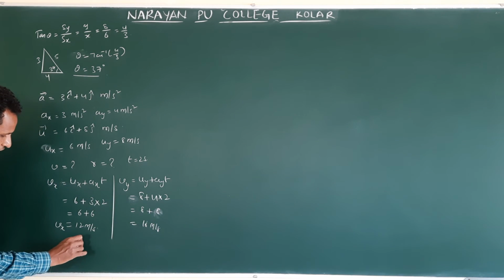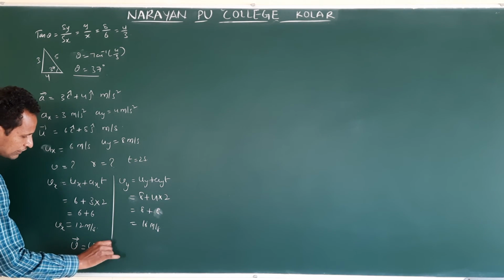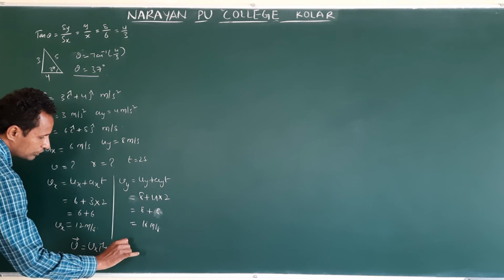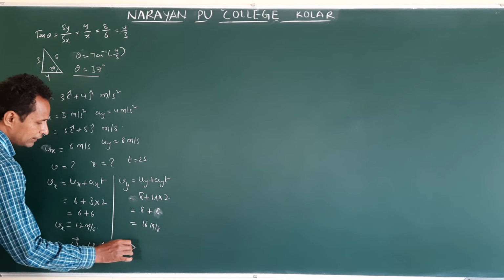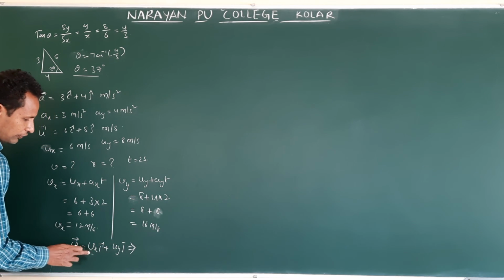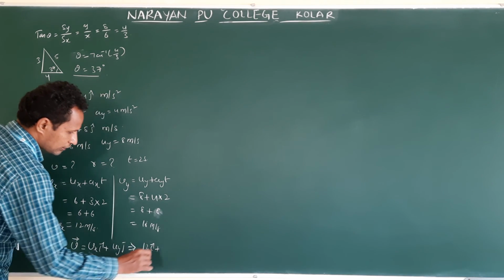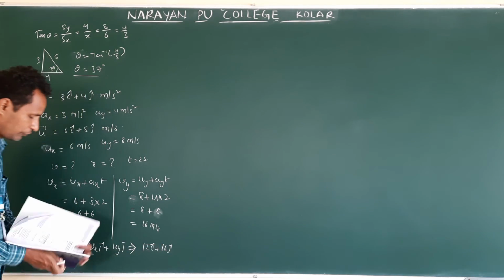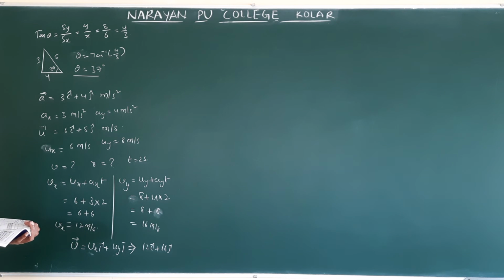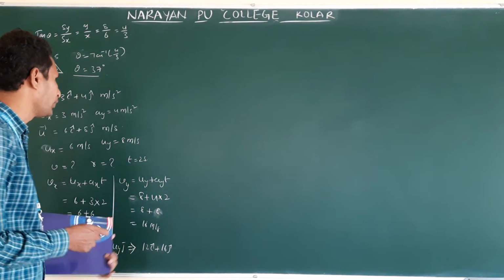Finally, how do we write the final velocity vector? V is equal to Vx i cap plus Vy j cap. This implies, how do we write the answer? Write down the Vx value and Vy value. That is 12 i cap plus 16 j cap. Check the answer. Yeah, it is 12 i cap plus 16 j cap.